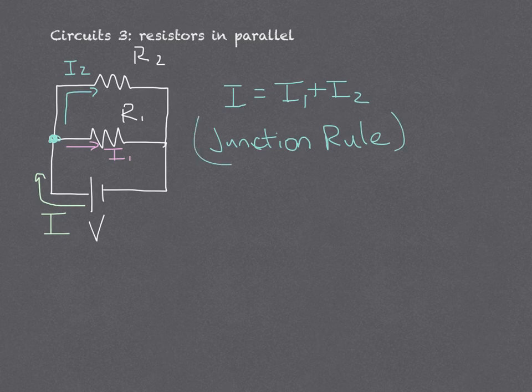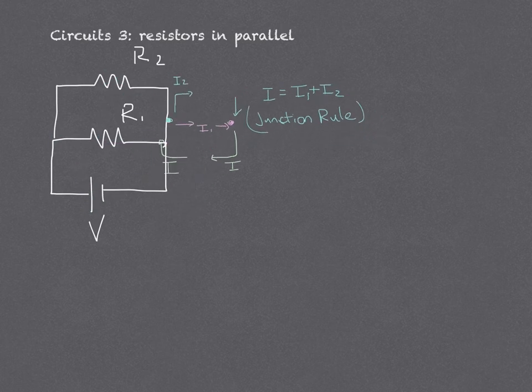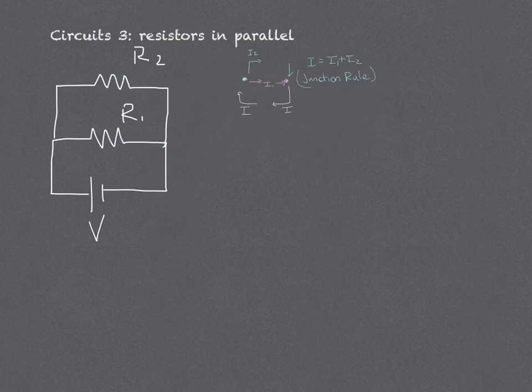So whatever current goes into a junction has to come out of the junction. So over here, current 2 is coming down that wire, current 1's coming over that wire. They're going to join back together at that junction, and it's going to form back into the total current. All right, so we have that new rule. The other rule that we've used previously was the loop rule, right?